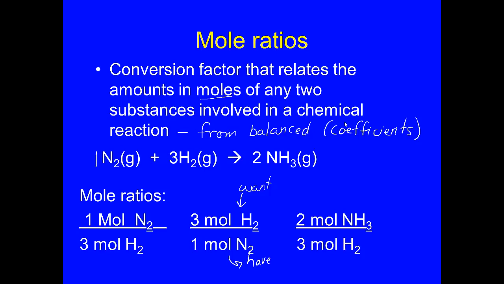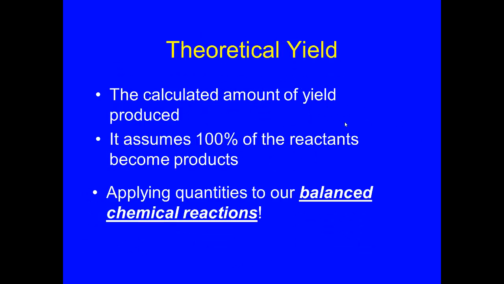So the last little vocab to be writing is called the theoretical yield. That's what you're calculating. So it's the calculated amount of product produced. It's in theory. If I have 100% of my reactants becoming 100% of the products, this is how much I would get. Kind of call it the pencil one. So it's the one I can sit down and do the math.